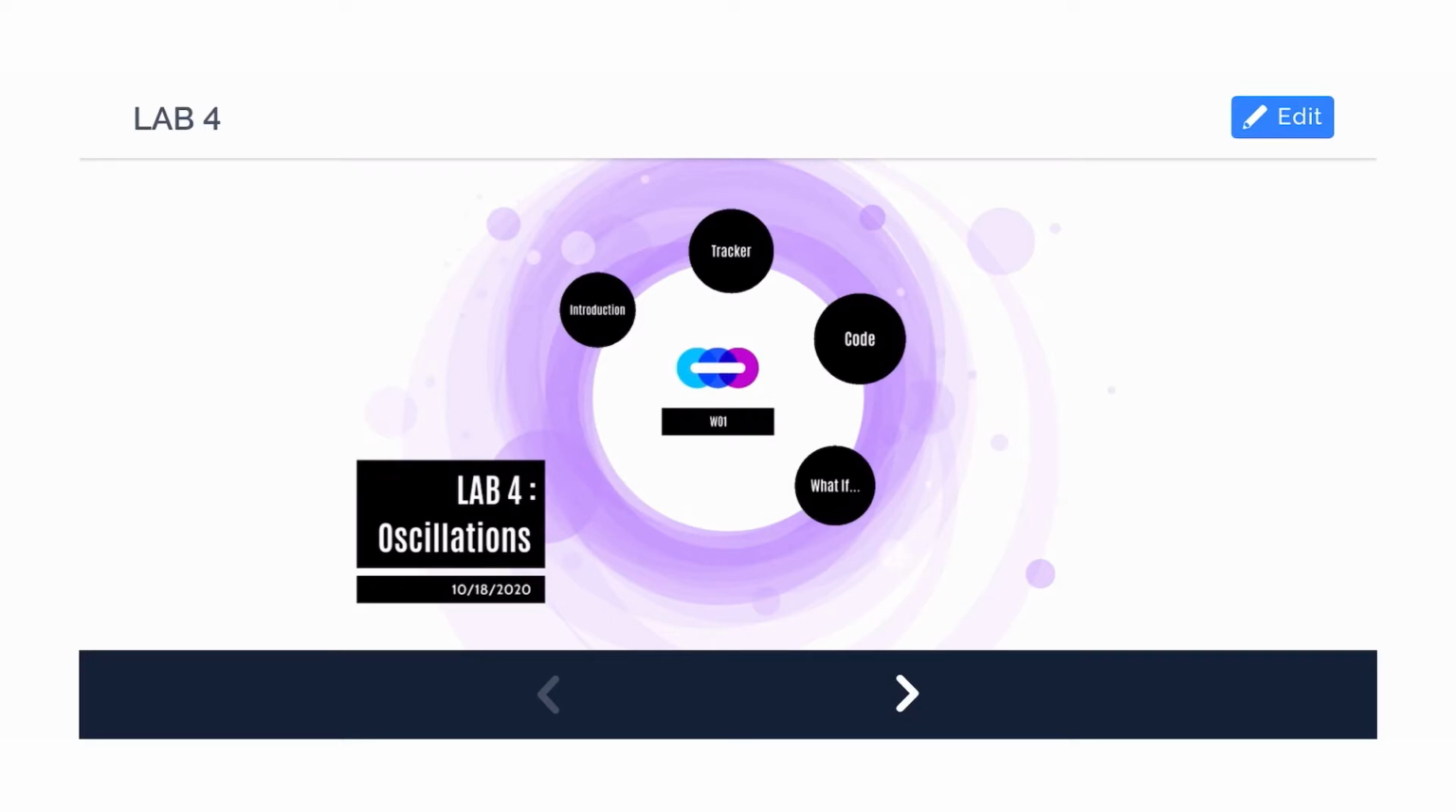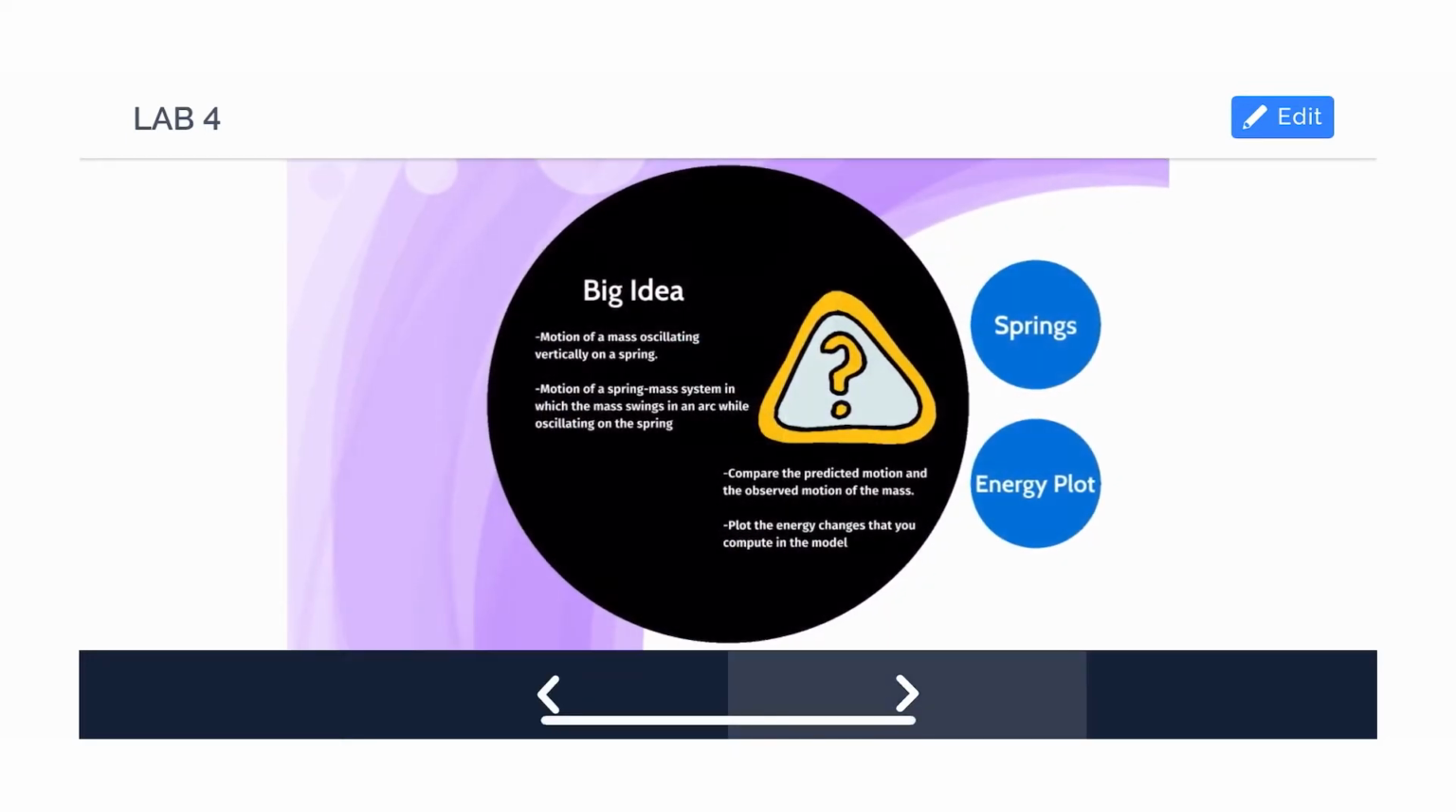So, our big idea: we are going to observe the motion of a mass oscillating vertically on a spring. The motion of the spring-mass system is one in which the mass swings in an arc while oscillating on the spring. As we saw in the edX videos, the professor had a mass on a spring system which was moving up and down. And so we are going to observe one that's going to move in the X and Y, or vertical and horizontal, directions.